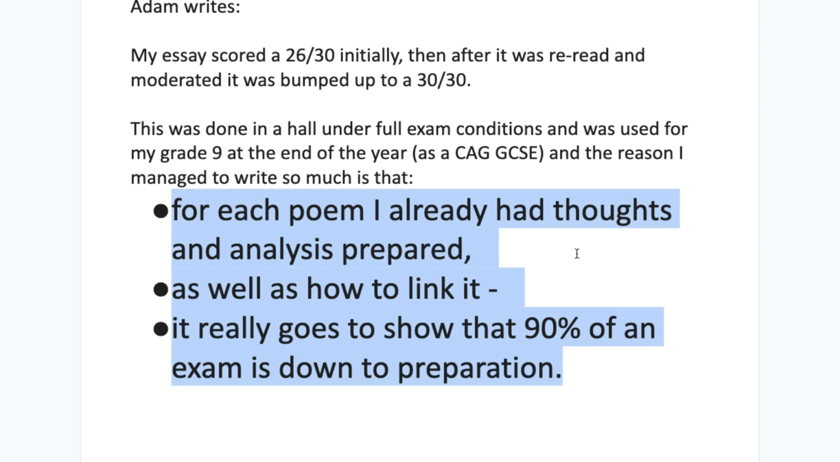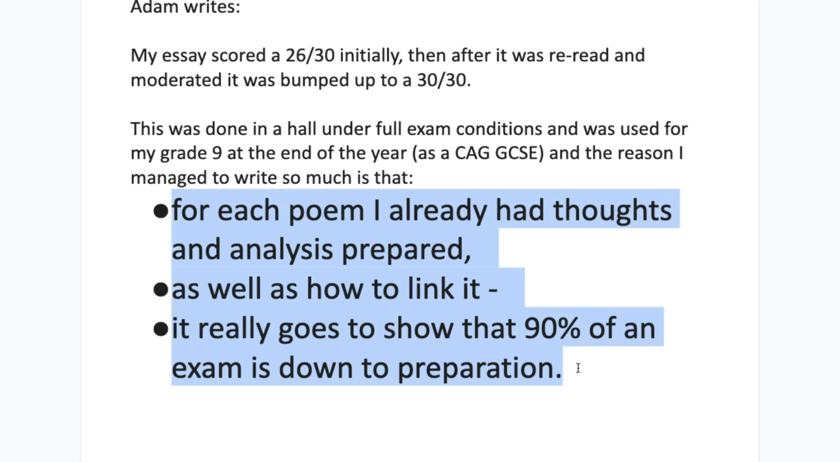For each poem I already had thoughts and analysis prepared. He'd gone into the exam knowing that whatever the question was going to be, he was still going to be able to put these thoughts on paper. He'd also planned how he was going to link it to other poems. And so his belief is that 90% of the exam is having done that preparation in advance.